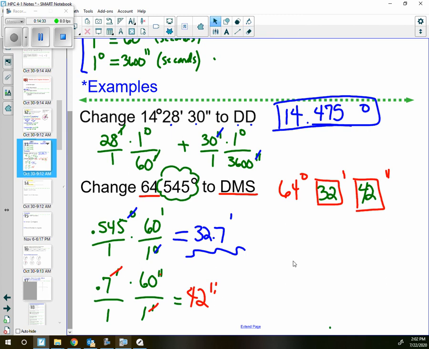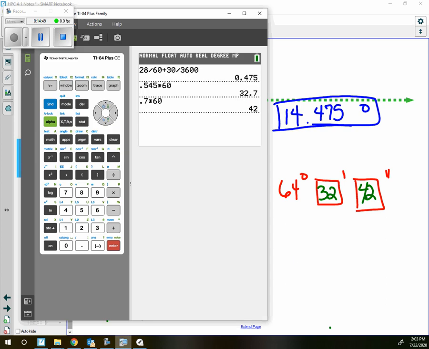Now, everything that we just did by hand, thankfully there is a shortcut for that on your graphing calculator, and we're going to talk about that so we can actually go back and see what that would look like, so we can change those back and forth. So let's talk about that and see how that works for you. So let's go to the graphing calculator here. I'm going to clear this.